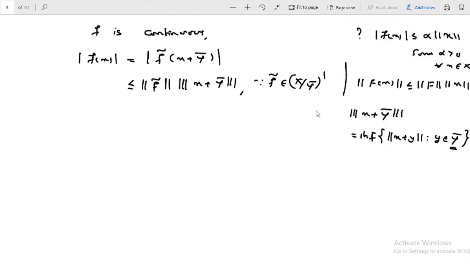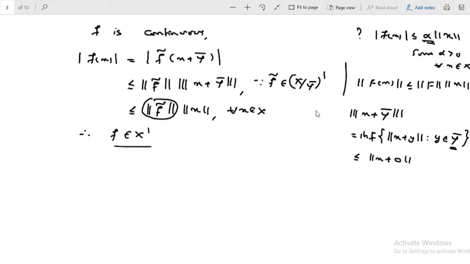Hence, this is less than or equal to norm x plus 0, because norm x plus 0 is an element in this collection. So it can be less than or equal to norm f tilde into norm x. And norm f tilde is a constant. Let it be alpha. Its modulus f of x is less than or equal to some positive constant into norm x, for every x belongs to X. Therefore, f is continuous. And since f is linear also, f belongs to X dash.